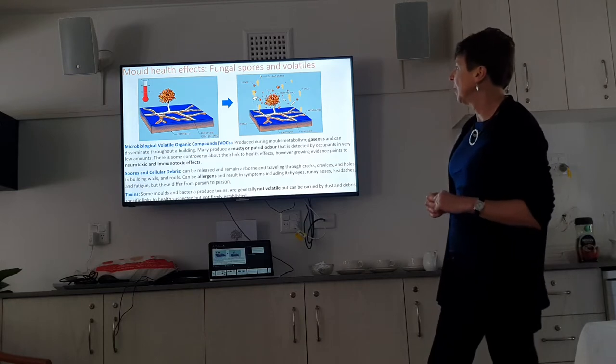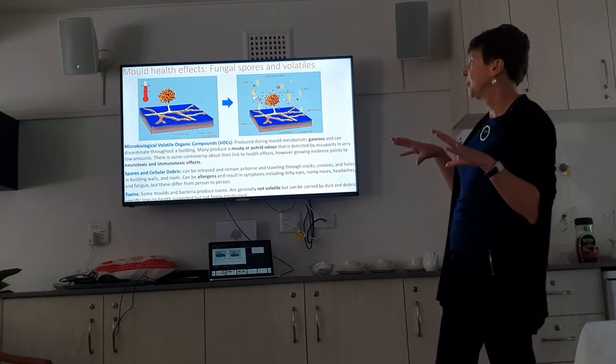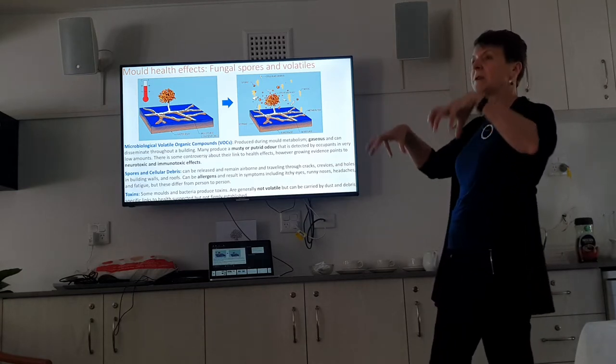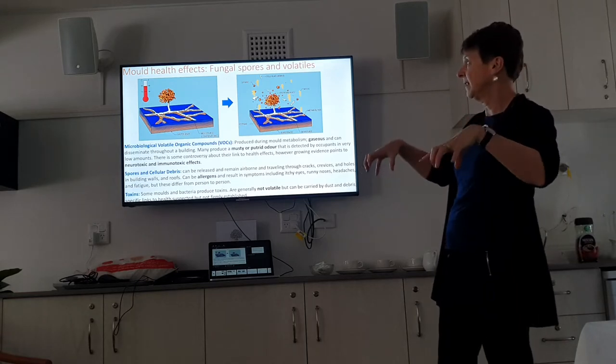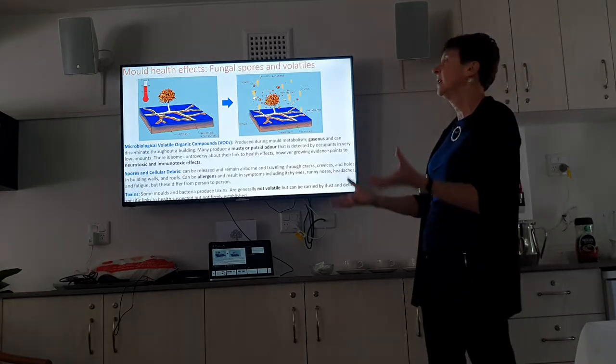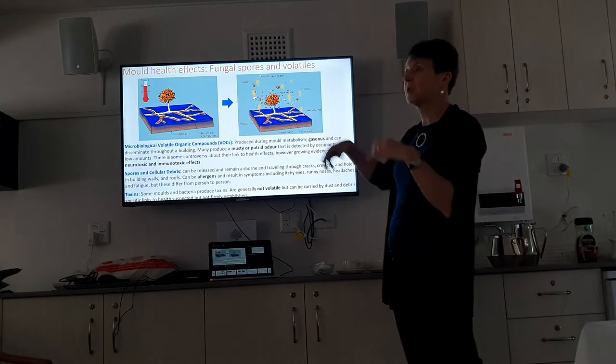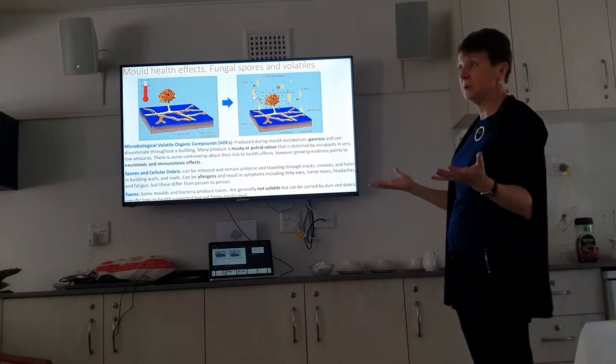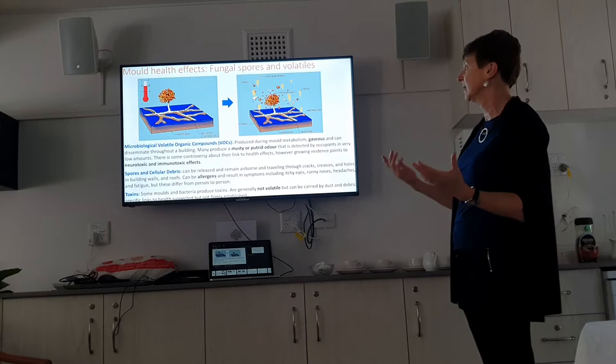Now this is what fungi look like when they're growing. So remember I said that they produce these hyphae, and those are the things that grow down to the substrate, and that's where they get their nutrients from, and then they take those and they produce their spores, which are their reproductive units, so that's what they can use to make more fungus.